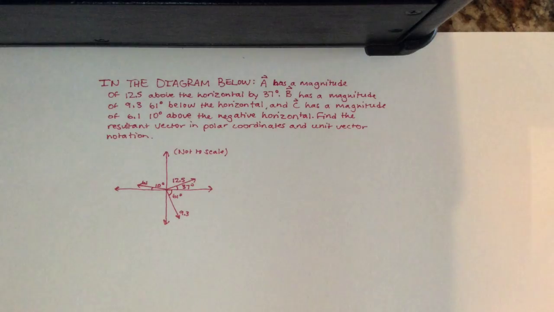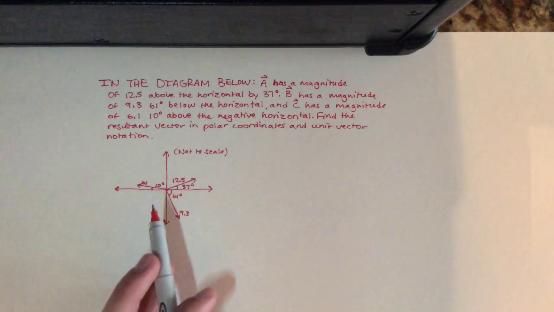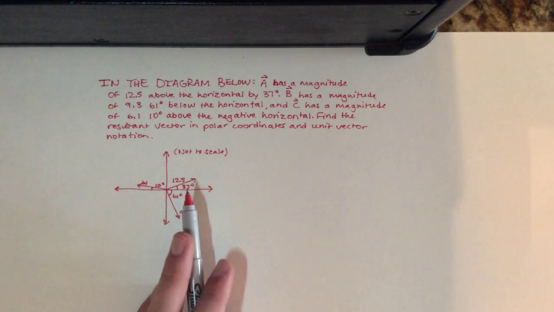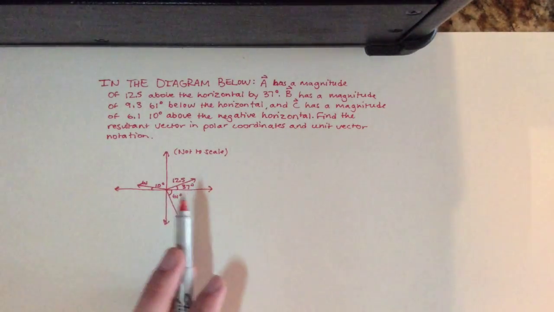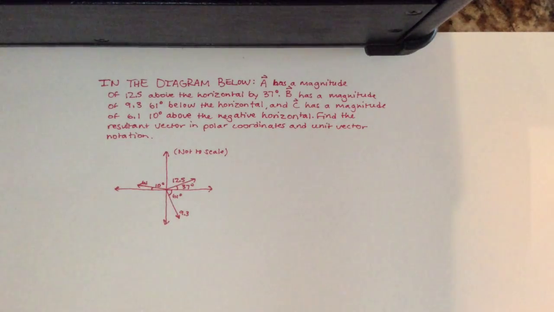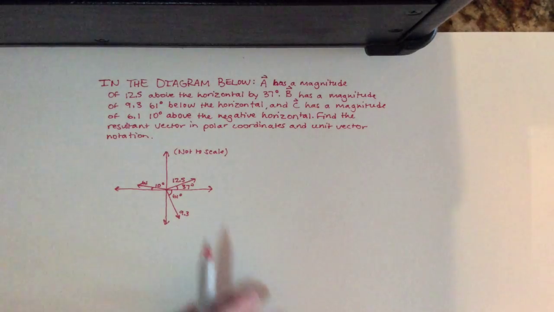And just by the way, the horizontal is your x-axis, and so to say it's 37 degrees above means it's 37 degrees above the x-axis, and the negative horizontal only means that it's on the negative x side of the xy plane. So, using this, we need to find the resultant vector in polar coordinates and unit vector notation. It doesn't mean we have to do two different calculations, that just means they want the answer in two different forms. So to start off, what we're going to do is find the components of each vector.